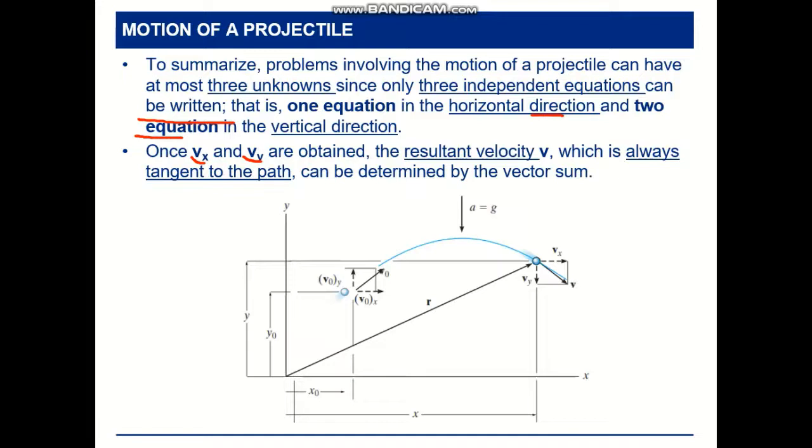and once we get the x direction velocity and y direction velocity, the resultant velocity v is obtained, which is always tangent to the path, and can be determined by the vector sum. As we see, if we know the vx and vy, we add them to each other, and then we will find the vector quantity of velocity in x and y direction.